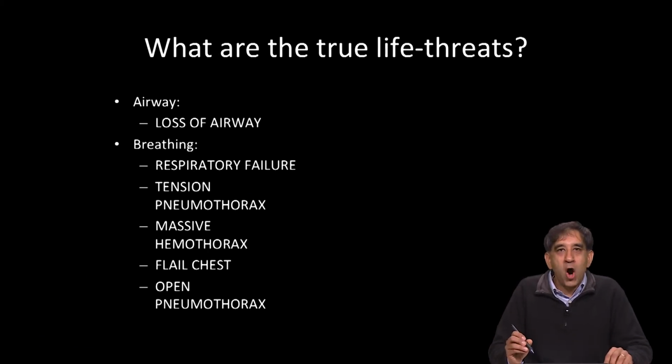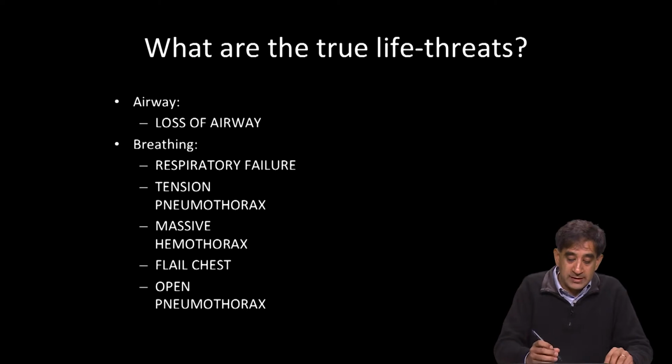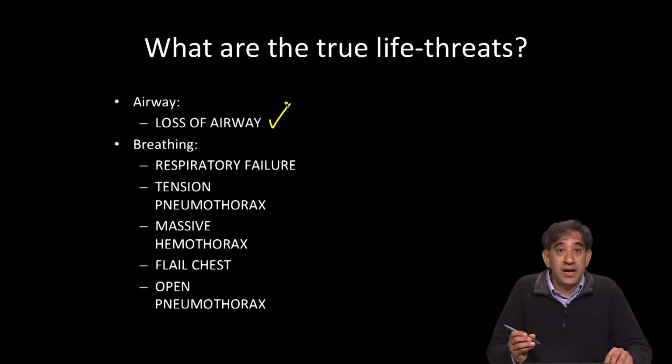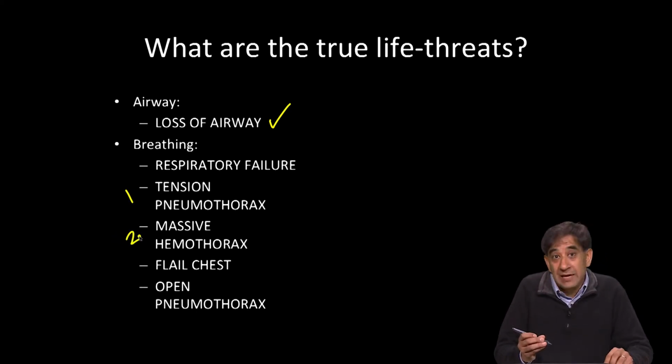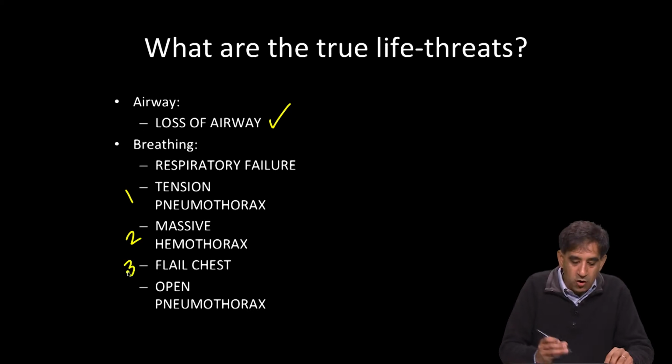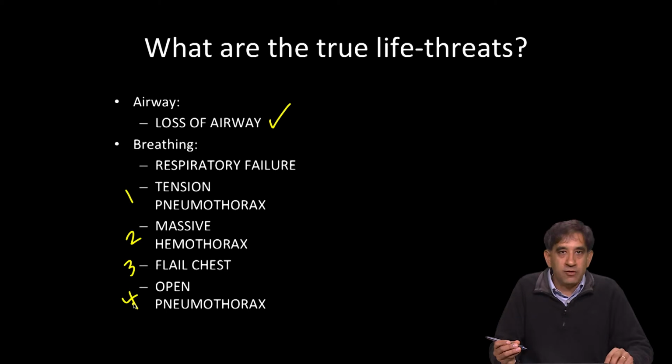So what are these life-threatening conditions that we want to address during the ABCs? They include things such as loss of the patient's airway, respiratory failure, and then 4 important entities that can affect a patient's breathing. The first being tension pneumothorax, the second being massive hemothorax, something called flail chest, and then finally an open pneumothorax or sucking chest wound.